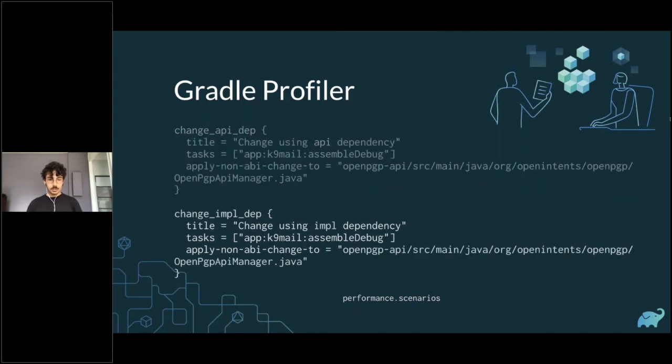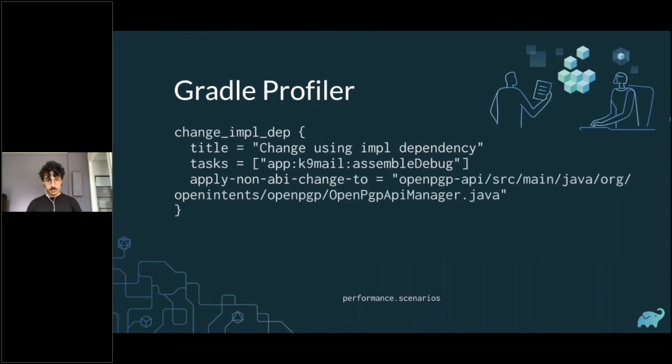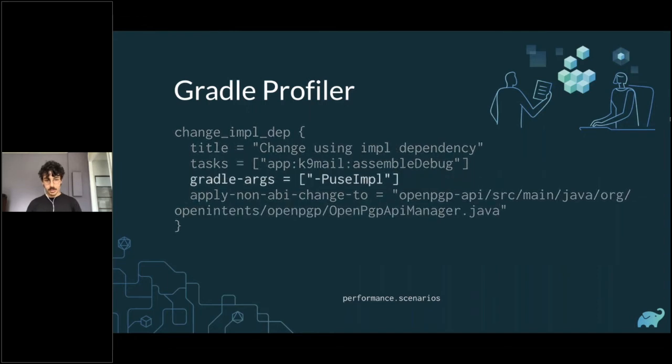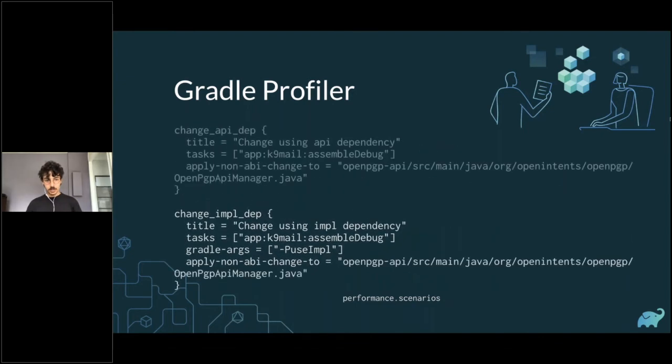And then we write another scenario. We just copy it, except in this case, we're going to add that Gradle argument to use the implementation. So we have two scenarios here. The only difference is the use impl flag.